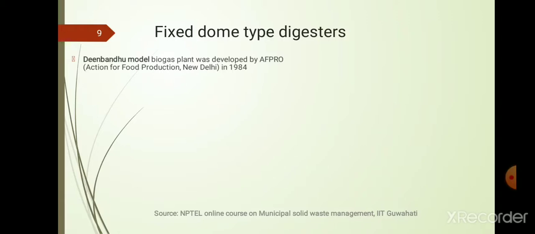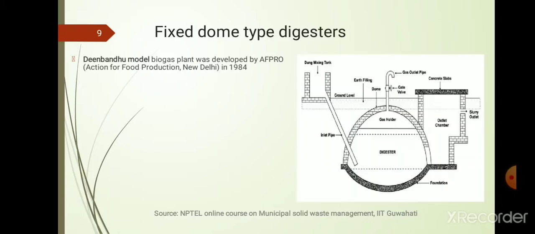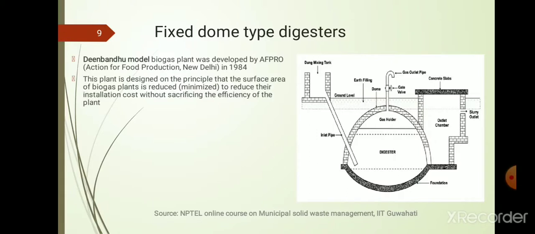The Deenbandhu model biogas plant was developed by Action for Food Production, AFPRO, New Delhi, in 1984. That is the most recent type of fixed dome digester available. You can see the construction is simplified, and we have some advantages for this model. The basic principle behind this plant was to minimize the surface area, so that we can reduce the installation cost without sacrificing the efficiency of the plant.